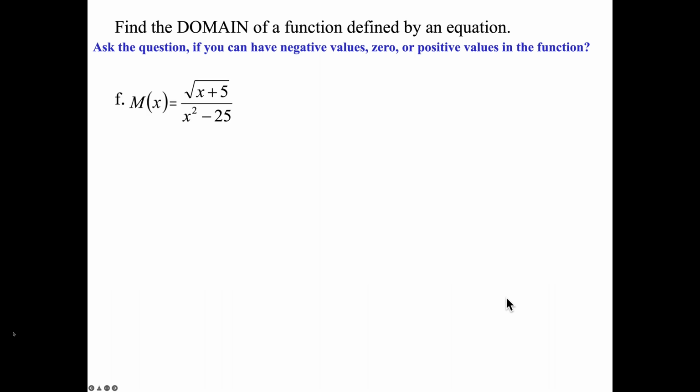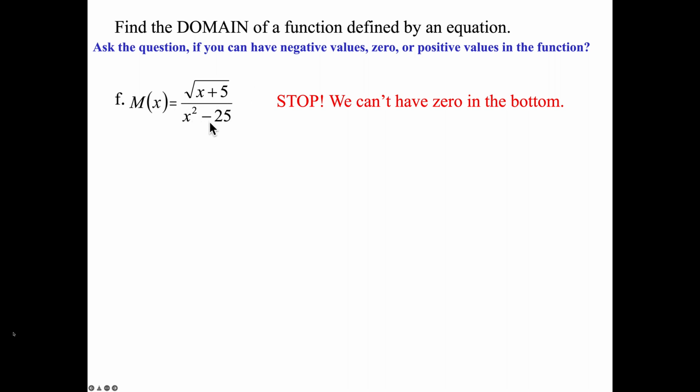Next example. Capital M of x is equal to, there's that square root symbol again, but this time it's in the numerator. And we got a fraction again over x squared minus 25. So again, the denominator cannot be equal to 0. And the square root up here, you've got to have x plus 5 be 0 or positive. No negatives on the inside. So we have two restrictions defined.